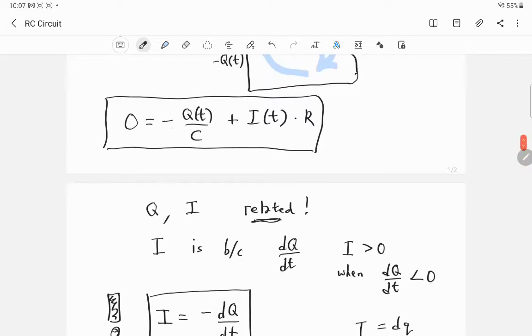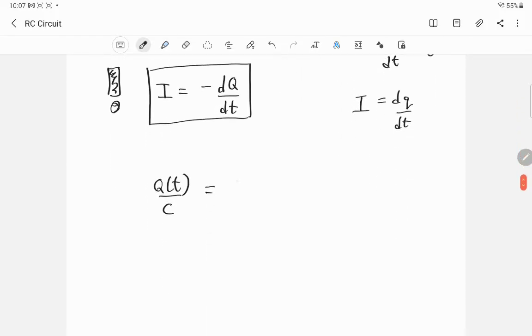Right? Up here, there was a minus sign because of a gain, not a drop. And then it's equal to I of t times r. Like this. And now I'm going to put in the relationship. I'm going to replace I with negative dq by dt. So I'm going to drop the time dependence for it. No, I'm not. I'm going to leave it in.